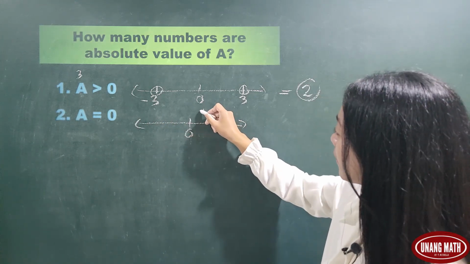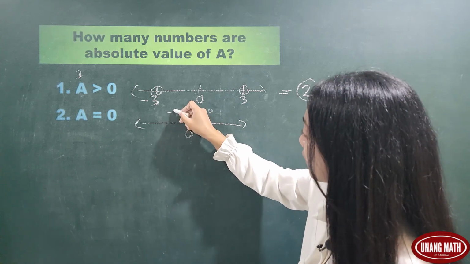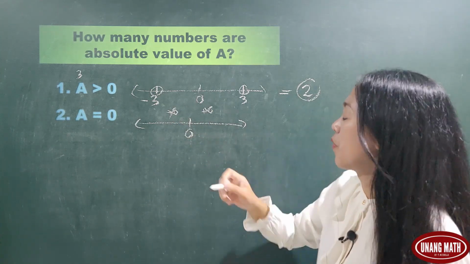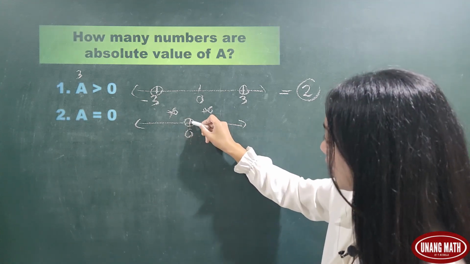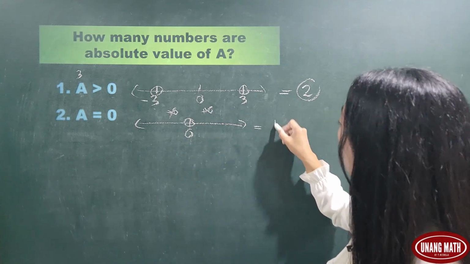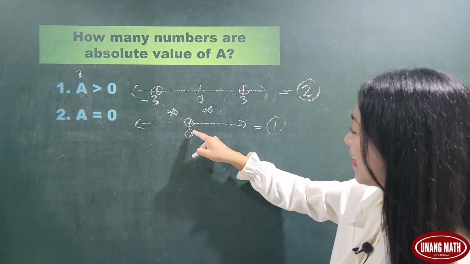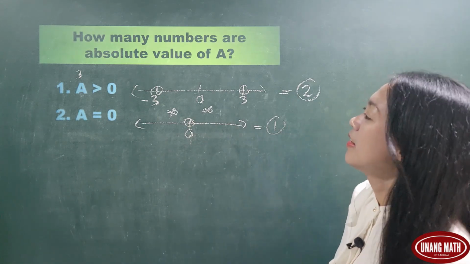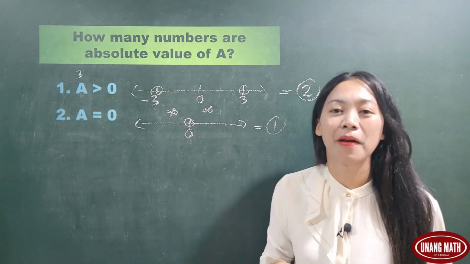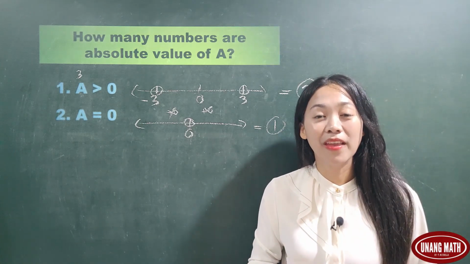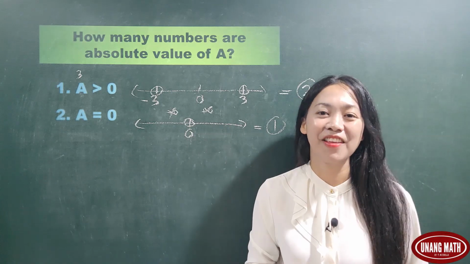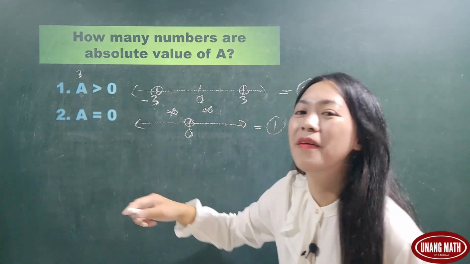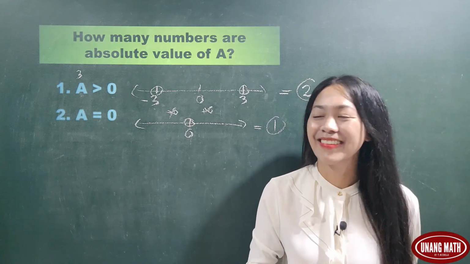We don't have positive 0. We don't have negative 0. 0 is just 0. So how many numbers do we have? We only have one number, and that is 0. So it means absolute value numbers are not always positive and negative numbers. It depends on the range of the numbers.